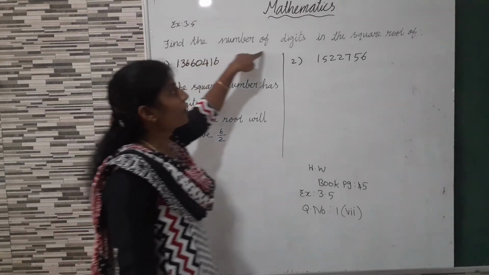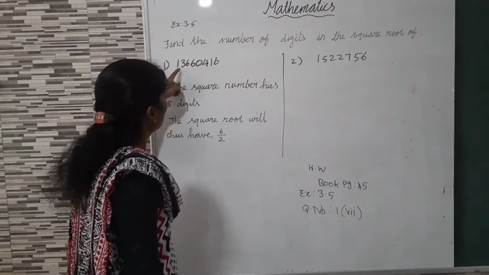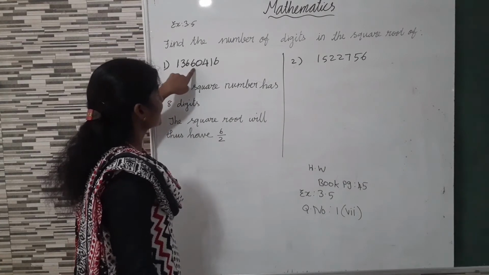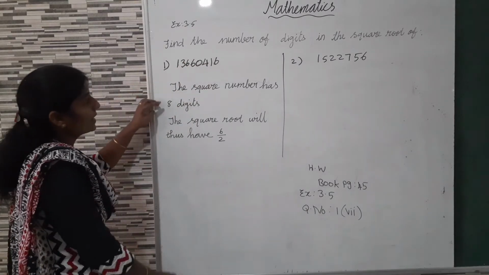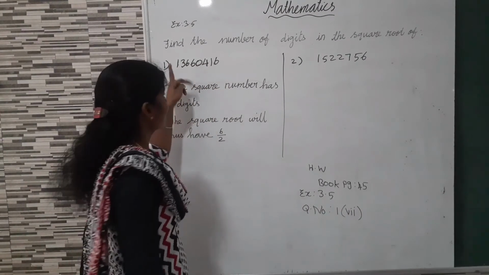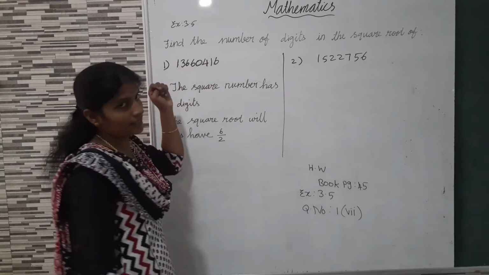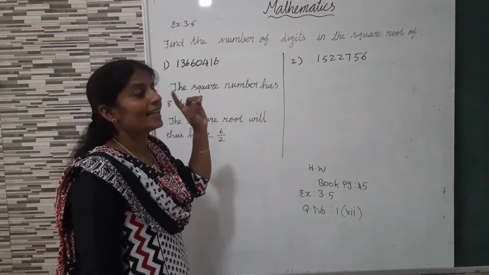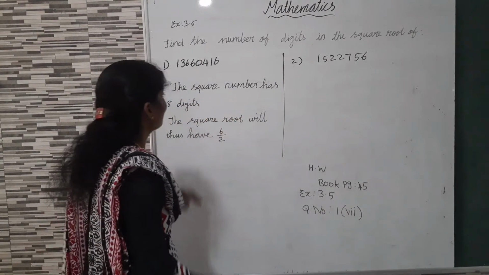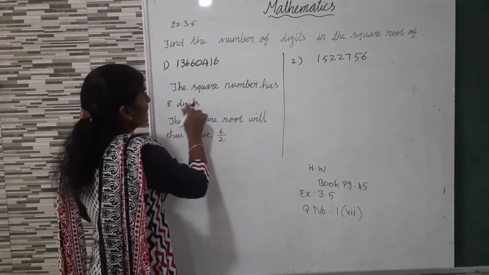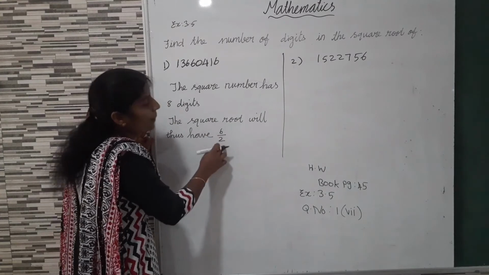Find the number of digits in the square root of the following. First question: 13 crore 66 lakh 416. Here, how many digits does the square number have? 1, 2, 3, 4, 5, 6, 7, 8. 8 digits. 8 is even. Even means what formula? n by 2. The square number has 8 digits, so the square root will have n by 2 digits.